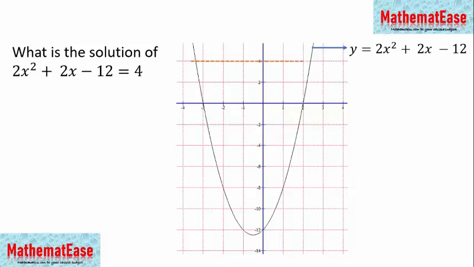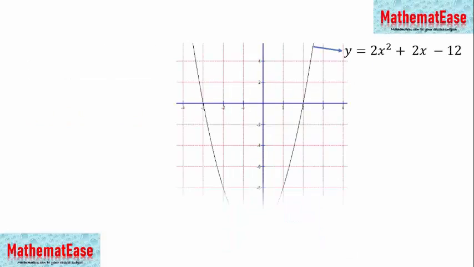So what will I do? I will draw a horizontal line where y is equal to 4. Then I will have this point. That's the value of x, and this one is also another value of x. If you look at this place, that first point will be approximately minus 3.4, while the other is approximately 2.4.